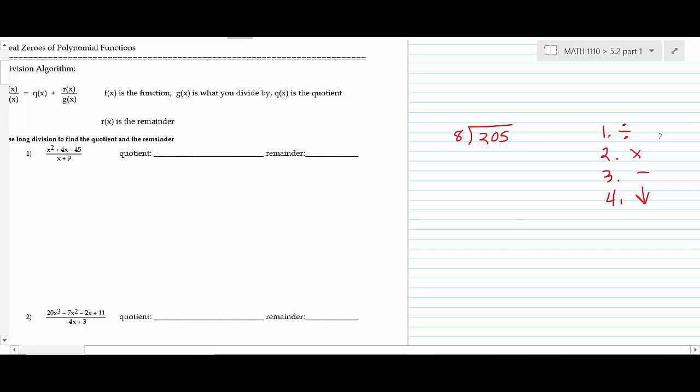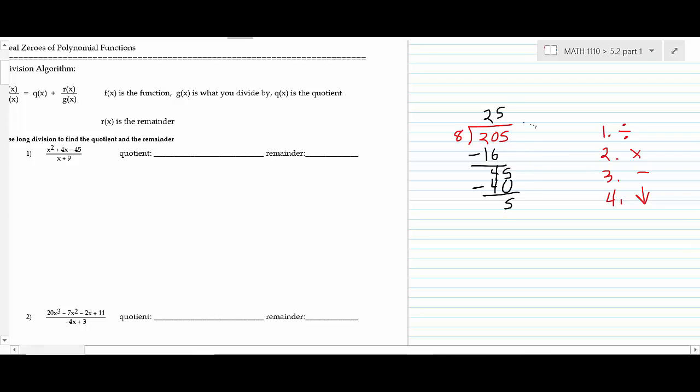Okay, so the first thing that you do on this is you would do 20 divided by 8, which is 2. Then you do 2 times 8, which is 16. Then you subtract, you get a 4. Then you bring down the next number as a 5. Then you divide again, so that would go in what, 5 times? Okay, then you multiply. 5 times 8 is 40. Subtract, you have a remainder of 5, okay?